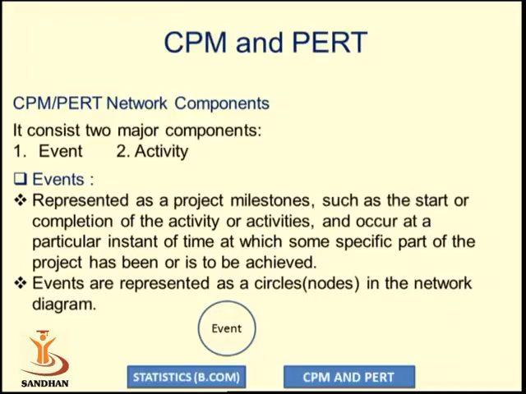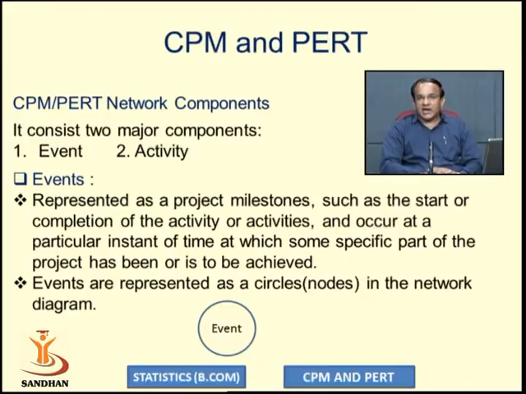Now there are two network components of the critical path method: one is the event, another is the activity. The event in the network diagram is represented as a project milestone, such as the start or completion of an activity or activities, and occurs at a particular instant of time at which some specific part of the project has been or is to be achieved.